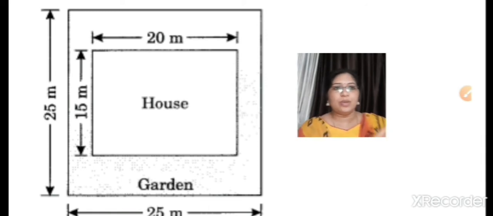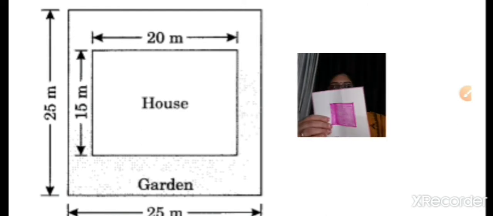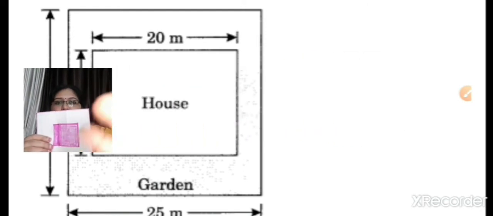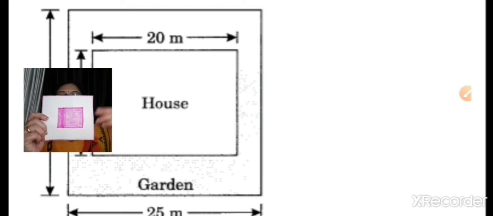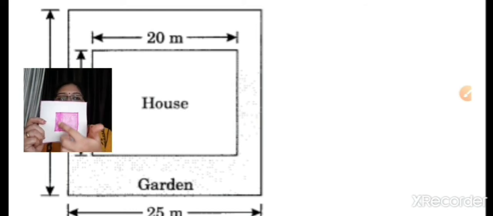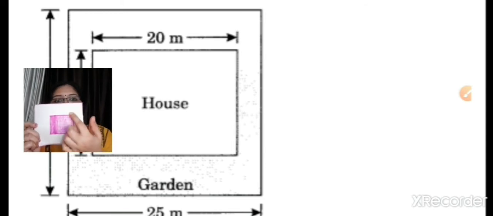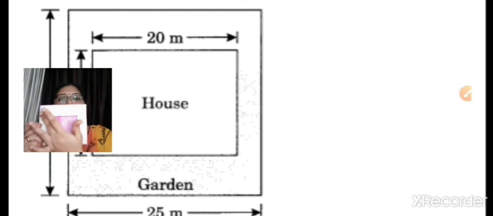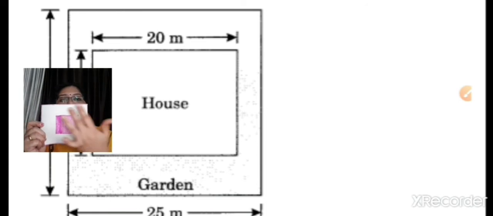So I will show you a picture here. So here children, this is a square plot and this is the area where he is going to construct the house. So this area is for the garden. This white color area is for the garden. And it is given that per meter square it is rupees 55. Per meter square it is 55 means what is the full cost?